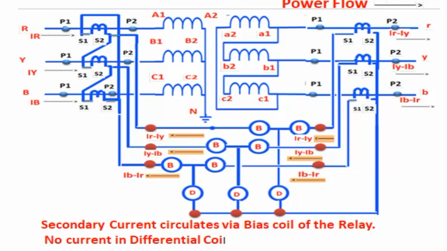In other words, IR minus IY and IB minus IR are going into the relay and coming out from the relay. You see in this diagram, IR minus IY and IB minus IR go in one side and come out from the other side. Secondary current circulates via the bias coil of the relay. No current in the differential coil. So the relay will not operate for this condition.